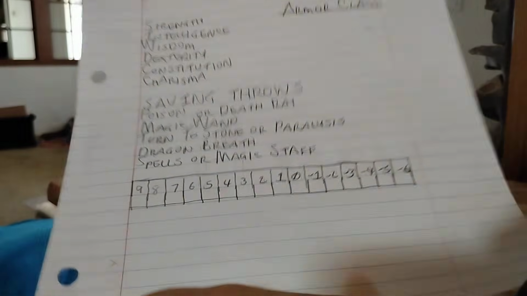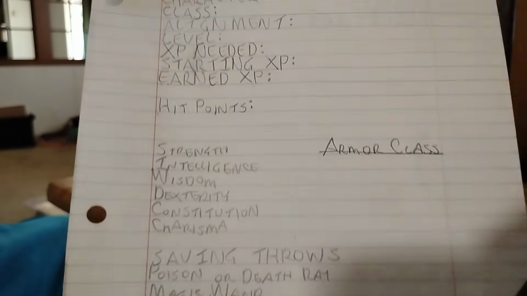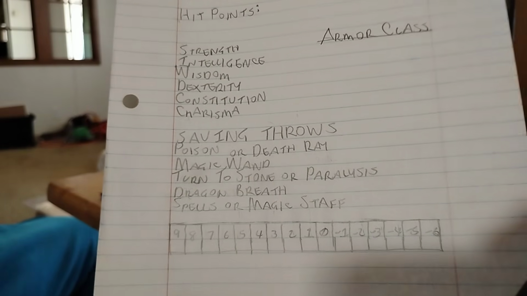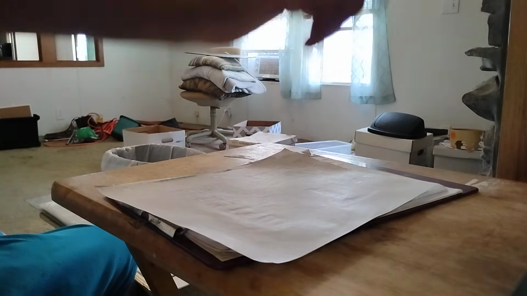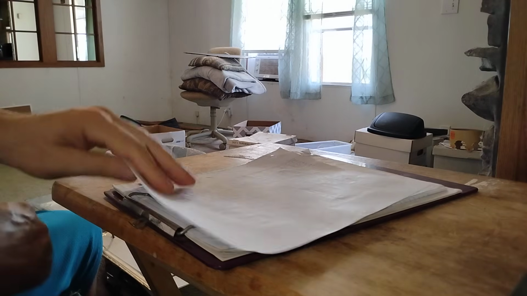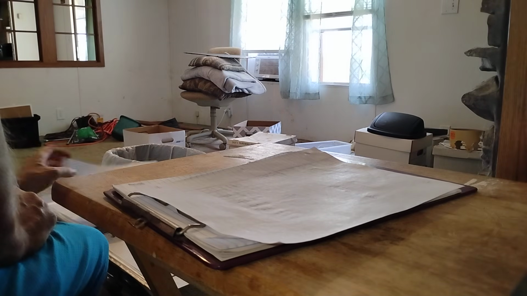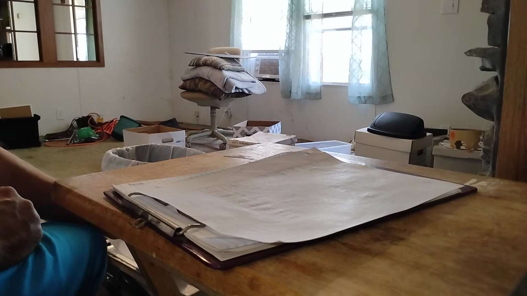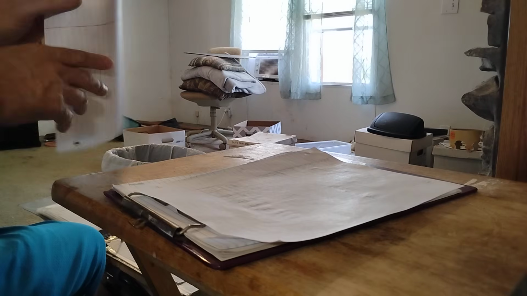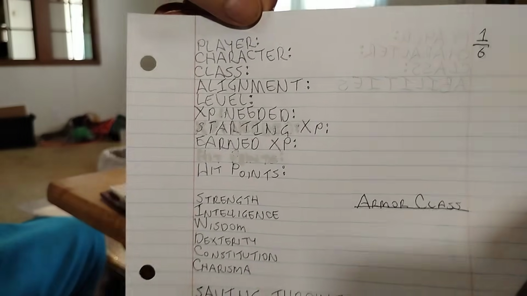I'm going to have to redo this. This is the pencil version. This is the ink version. It's the ink version that has to be redone. You can see.